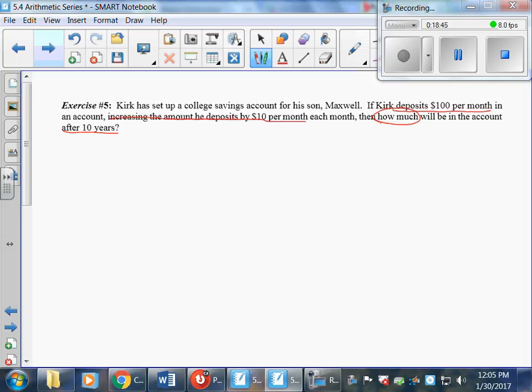It almost sounds like it might be an exponential equation because whenever we talk about money, we always seem to move to exponentials. But take a minute and start figuring out what this means. The first month he had $100. The second month he increased it and put in $110. The next month he increased it again and put $120, and so on and so forth. So we need to know how much he has in the account after 10 years.